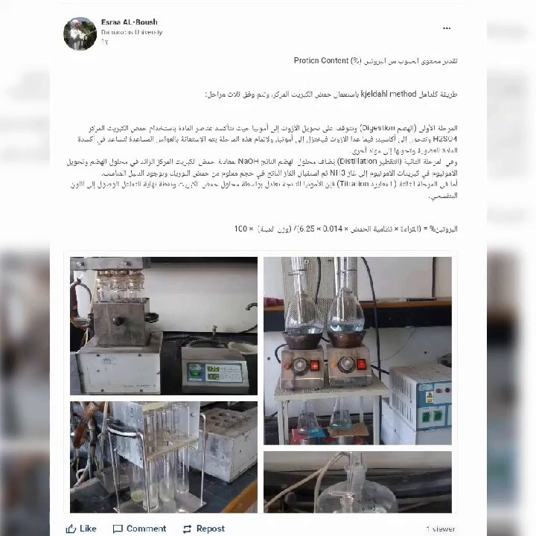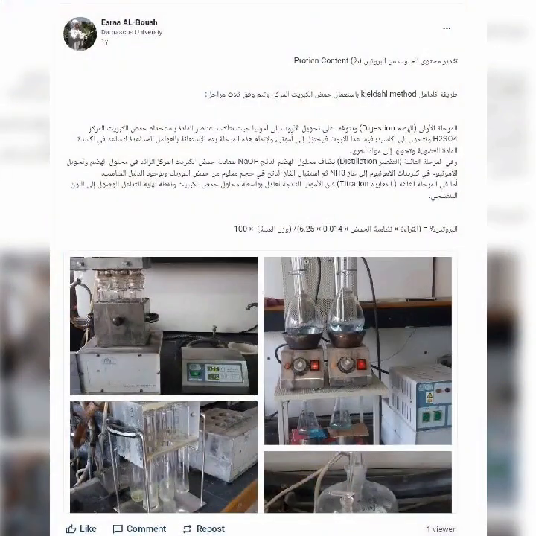Have you ever wondered how we actually measure the protein content in grains or food samples? It's not just for nutrition labels, it's crucial for food quality, animal feed, and even international trade. Now, you might be thinking, can't we just look at the ingredient list? But it's not that simple. Proteins aren't visible to the naked eye, and their content varies with every crop batch.